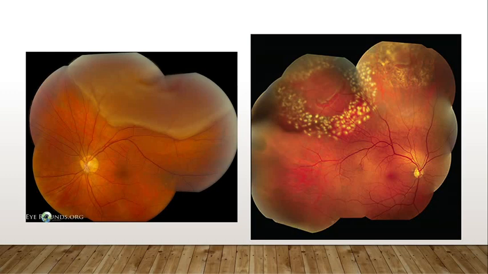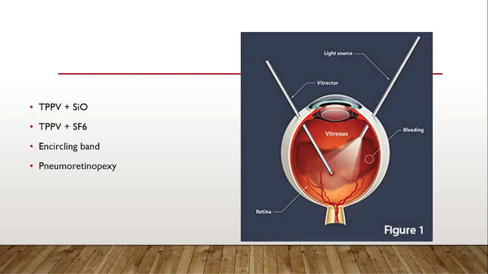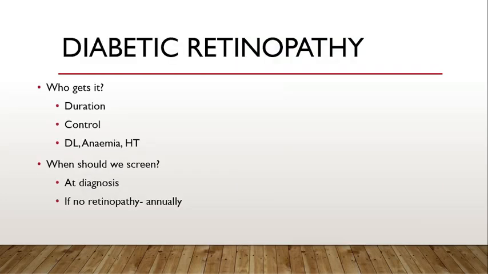See the tear of the retina, and you give laser around this to salvage and to prevent it progressing further. The surgery includes three-port pars plana vitrectomy. You can put silicone oil inside the eye, gas SF6, and you can put an external band. Pneumoretinopexy is like an expanding gas you put inside the eye. Then go into diabetic retinopathy.